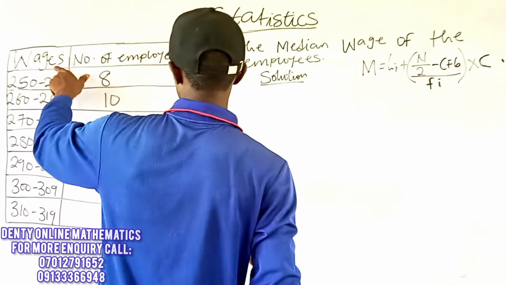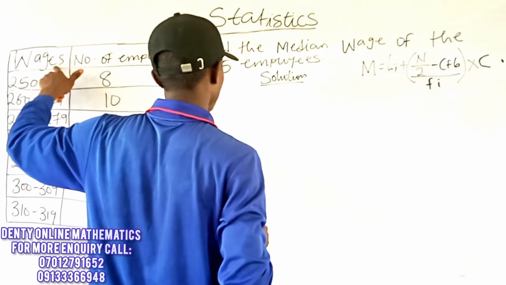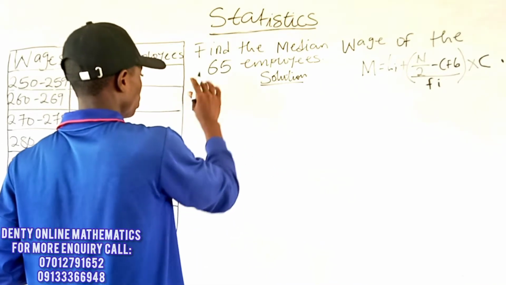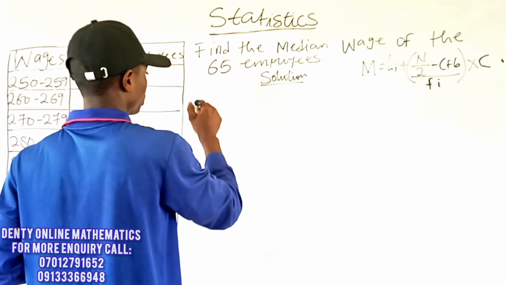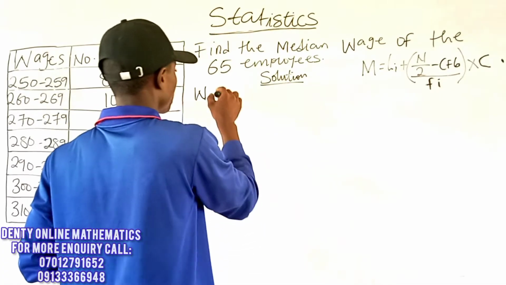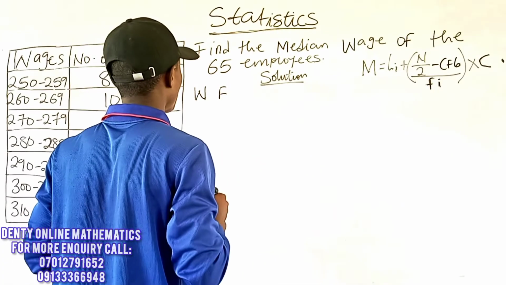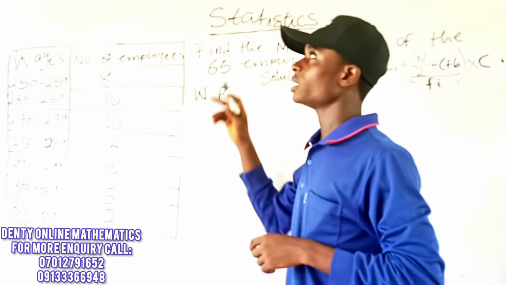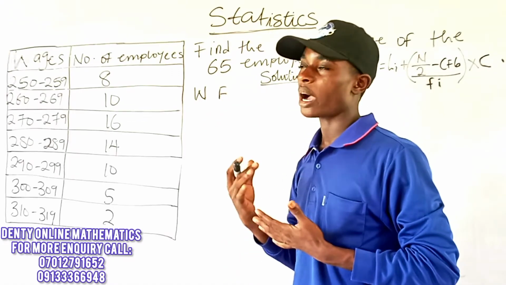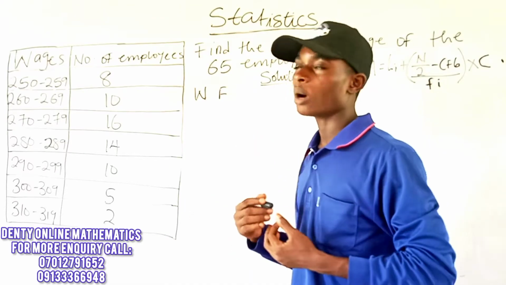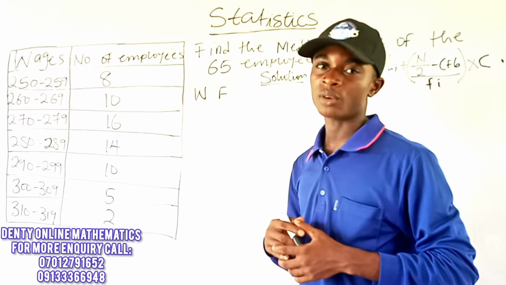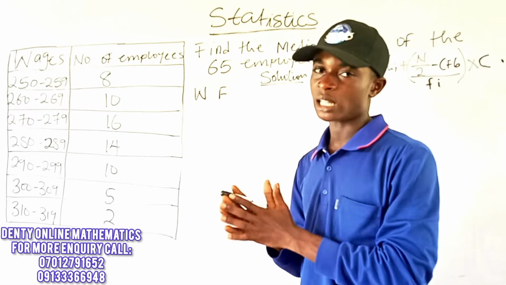Now, I will represent this column for wages to be W. That's what I'm going to do. So in place of wages, I'll call it W. And the number of employees, I will take it to be the frequency. Remember, frequency in statistics means the number of observations you have in a given set of data. The number of observations that you have in a given set of data is known as the frequency of that particular set that you're given.